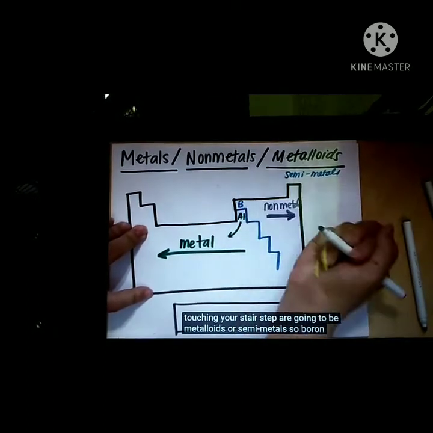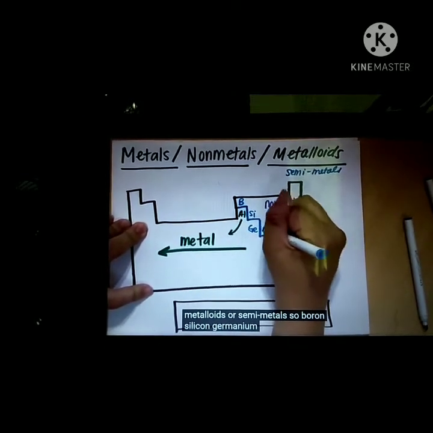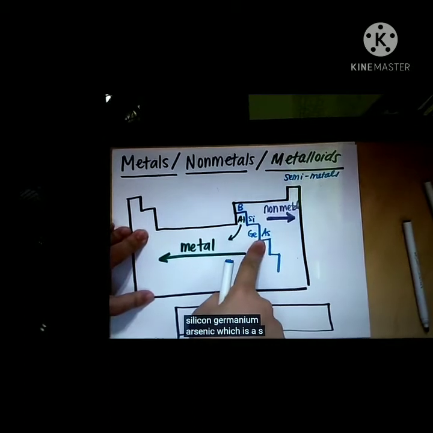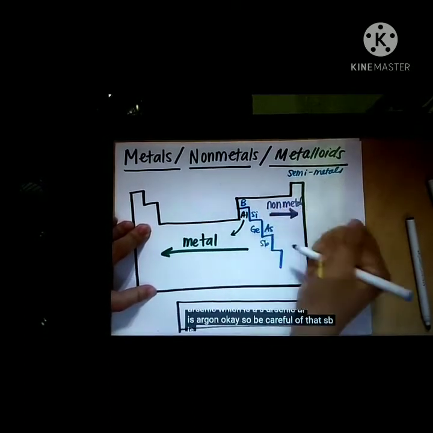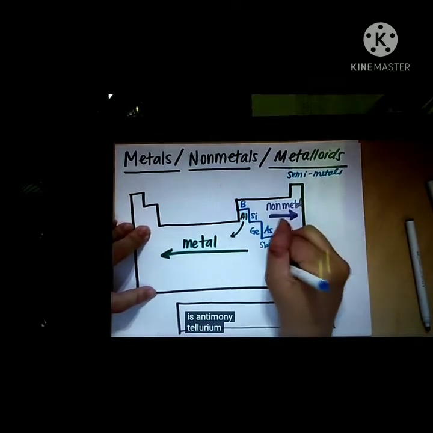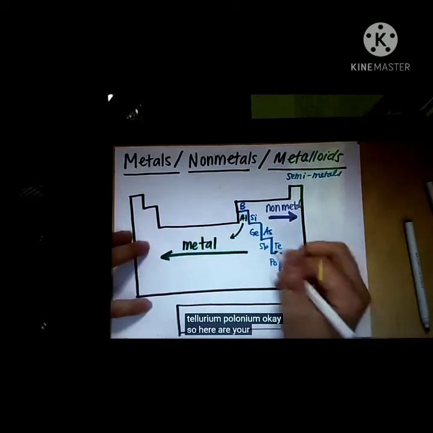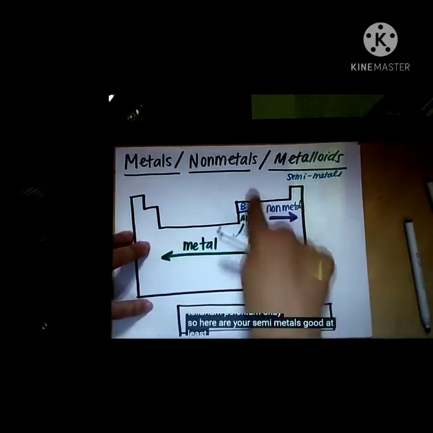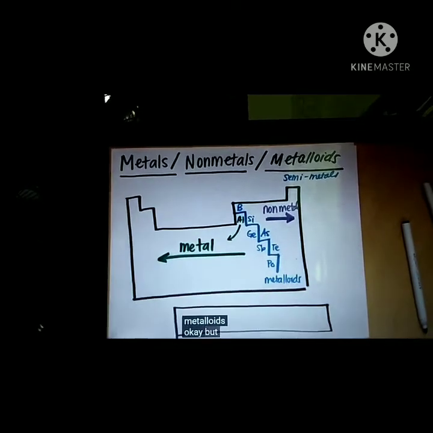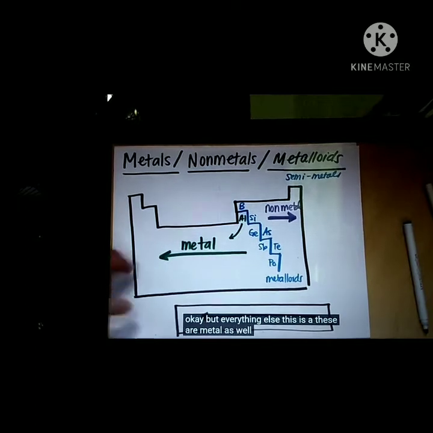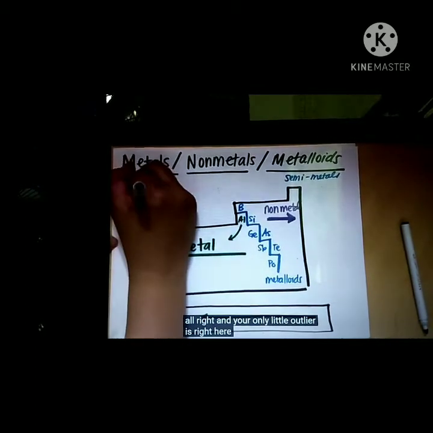So boron, silicon, germanium, arsenic, which is As; Ar is argon, so be careful of that. Sb is antimony, tellurium, polonium. So here are your semi-metals, your metalloids. But everything else, these are metals as well, and your own little outlier right here, hydrogen.